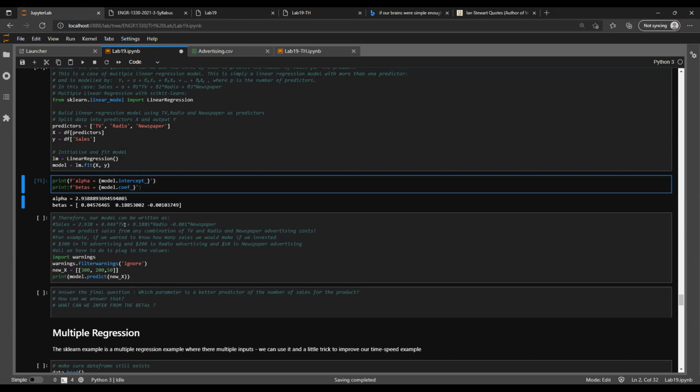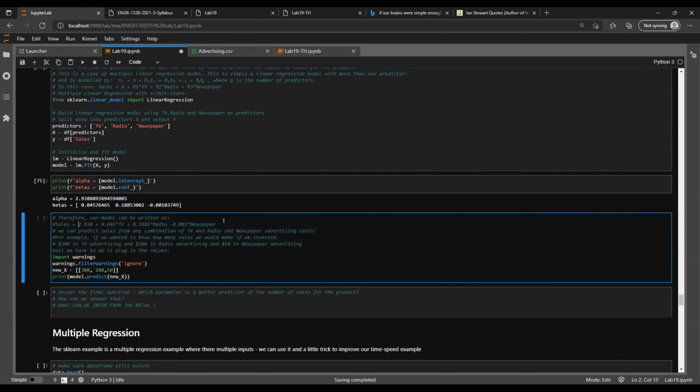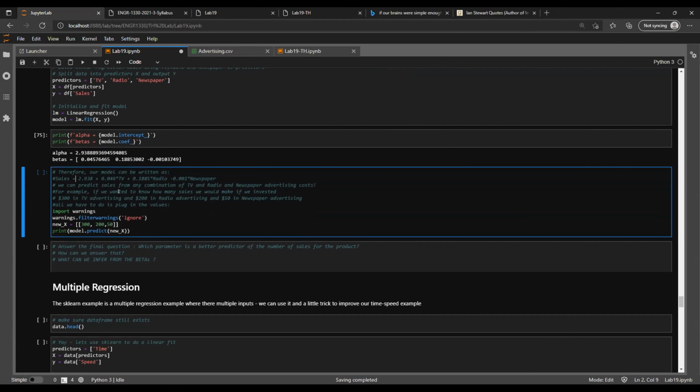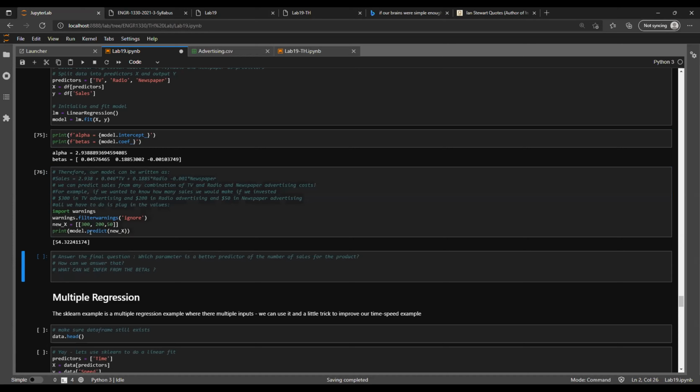So our model is now, remember we have X1, X2, and X3. Those are TV, radio, and newspaper, respectively. So our formula looks now like this. We can predict the sales from any combination of TV, radio, and newspaper advertising costs. For example, if we want to know how many sales we'd make if we invested, let's say, $300 in TV advertisement, 200 in radio, and 50 in newspaper, all we have to do is plug it in. This is our estimation for what we would sell in widgets given our advertisement budgets.